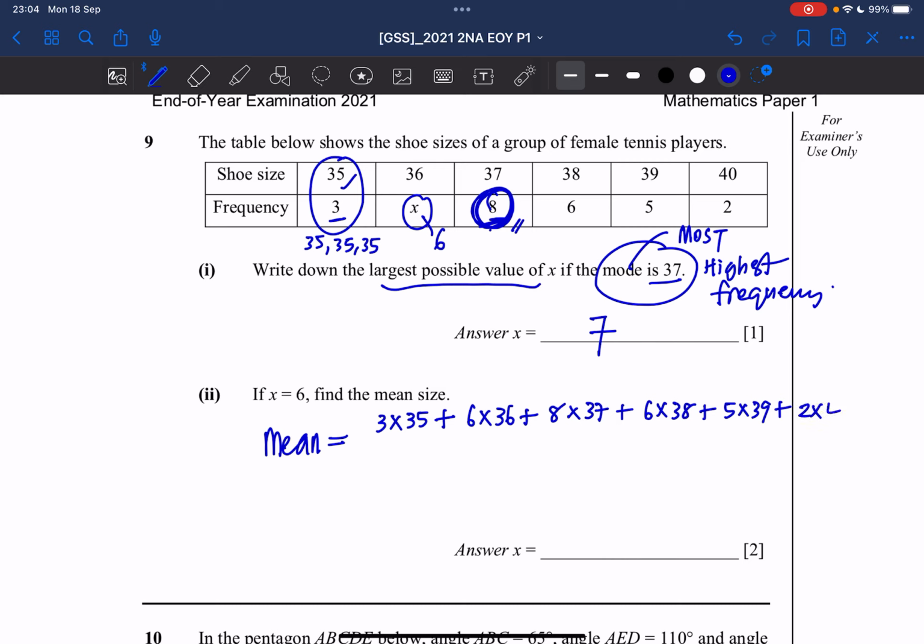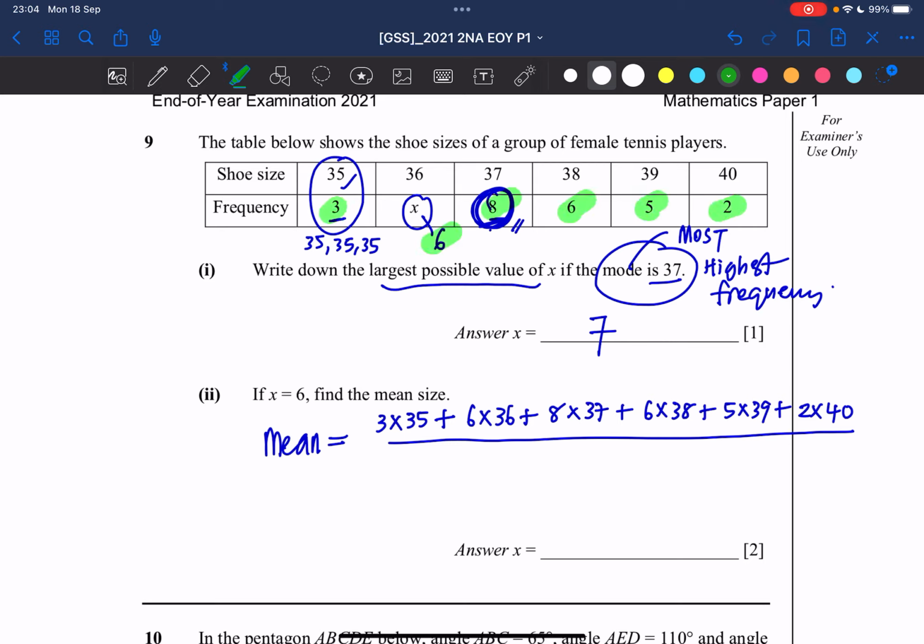So what is the total number? The total frequency, we need to add all these numbers, then we get the number here. So we can use our calculator, or we can write down first: 3 plus 6 plus 8 plus 6 plus 5 plus 2. This whole chunk of numbers, we can actually use our calculator to key in.